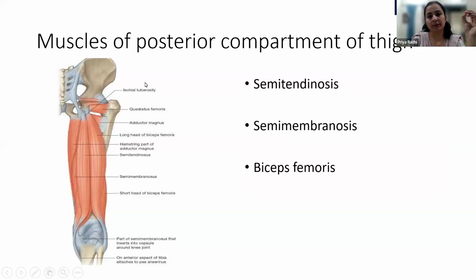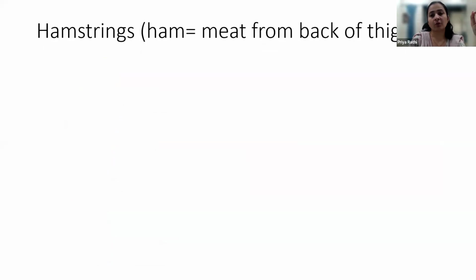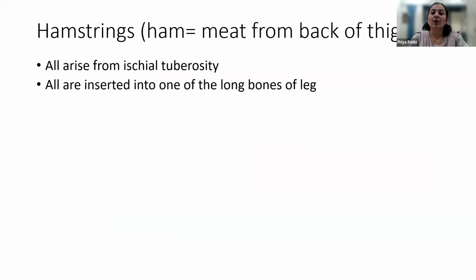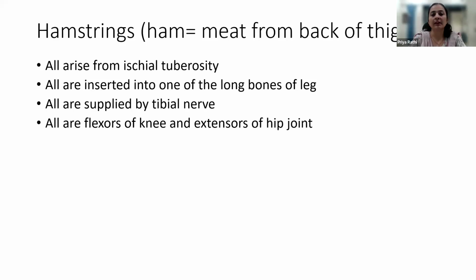Muscles of posterior compartment of the thigh. These are semitendinosus, semimembranosus, and biceps femoris, the two heads of biceps femoris. These muscles are known as hamstrings. What does hamstring mean? Hamstring means the meat from the back of the thigh. So all the hamstrings have four common characteristics, that all of them arise from ischial tuberosity. All are inserted into one of the long bones of leg. They all are supplied by tibial nerve, and all are flexors of knee and extensors of hip joint.